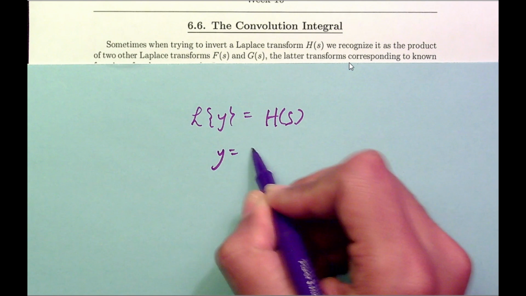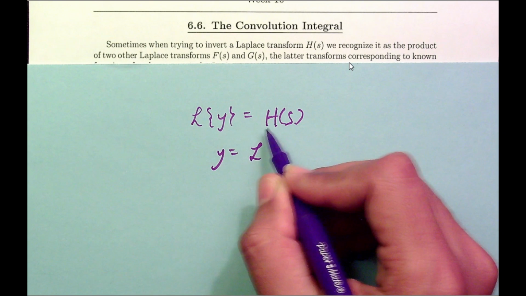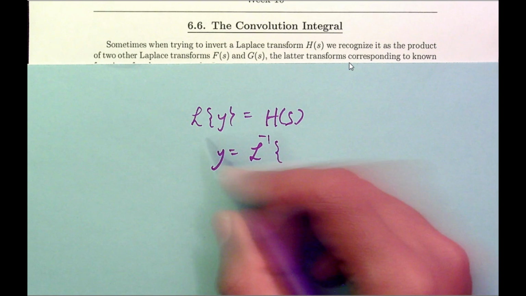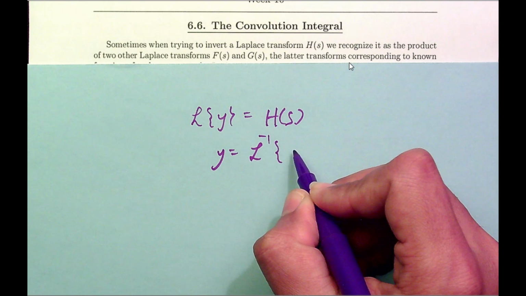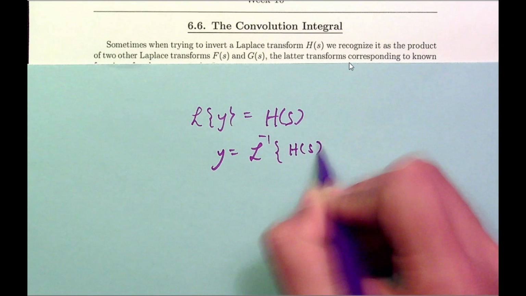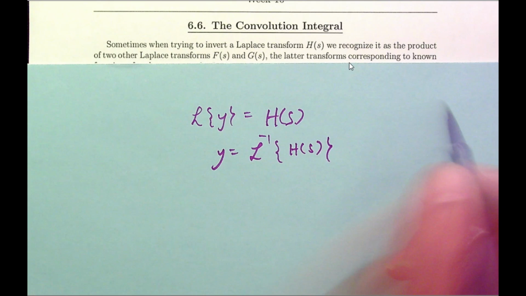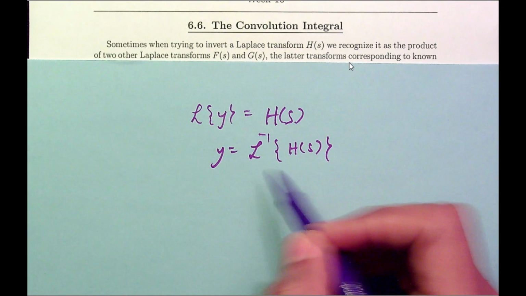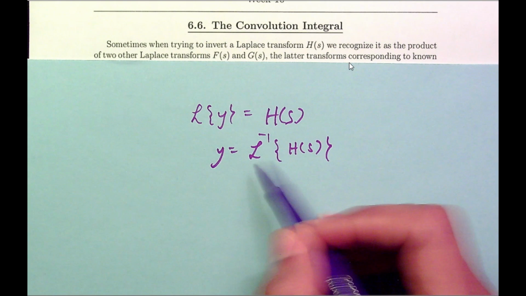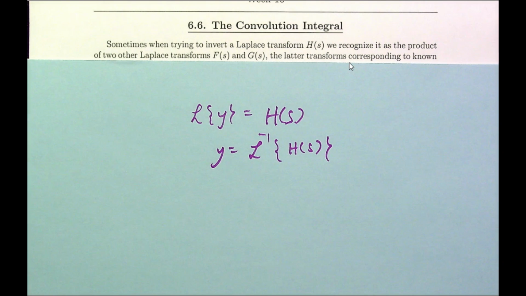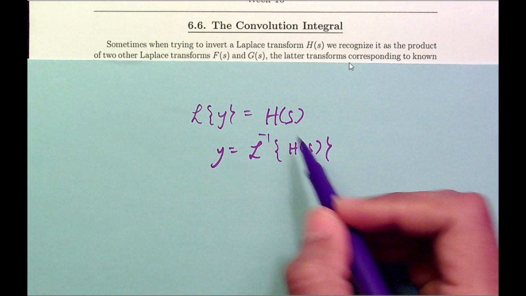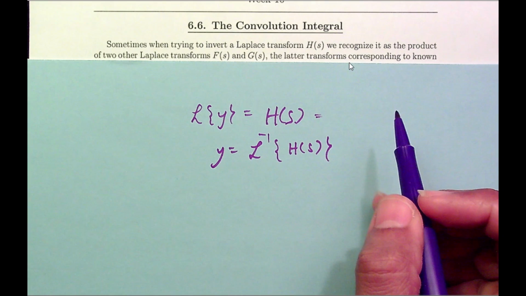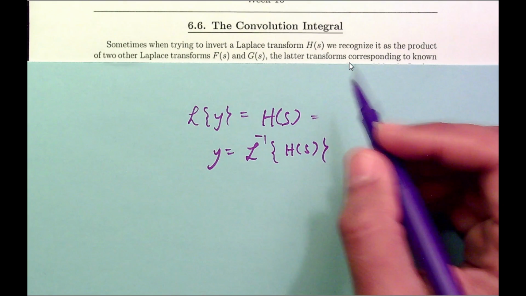Because if we arrive at this situation, by taking the Laplace inverse on both sides, y would be the Laplace inverse of h. And to have a concrete description of y, we need to invert this. So sometimes it's hard, but sometimes we can split h into a product of two functions.